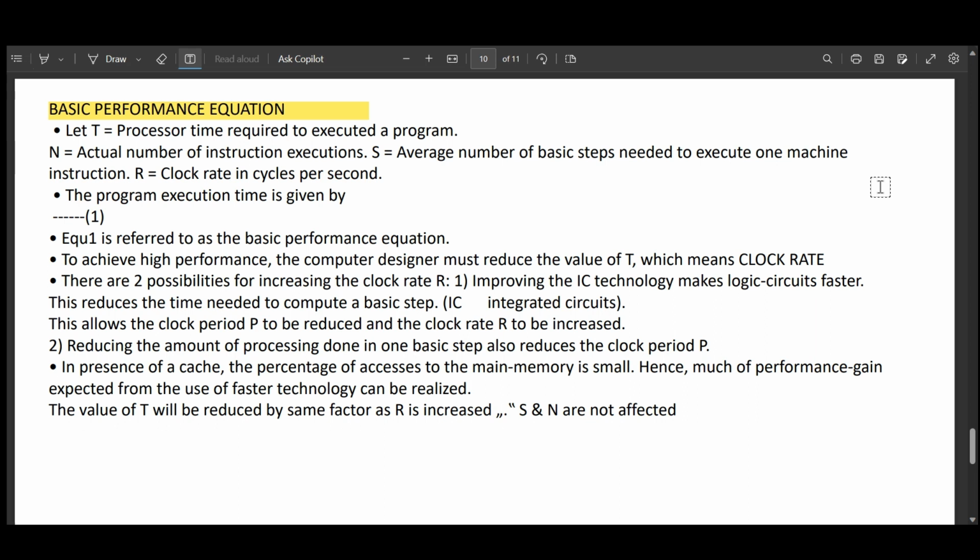Here I will be covering the concept of computer organization that comes under VTU third sem.